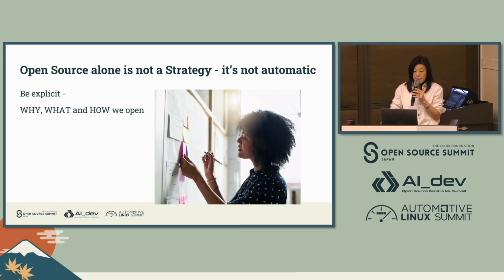We need to remember that open source itself is not a strategy. Open source has a very different philosophy and process to create the software. We need to be precise. The strategy is made up of why, what, and how we open source. That will create a clear vision of how to realize our business goals.